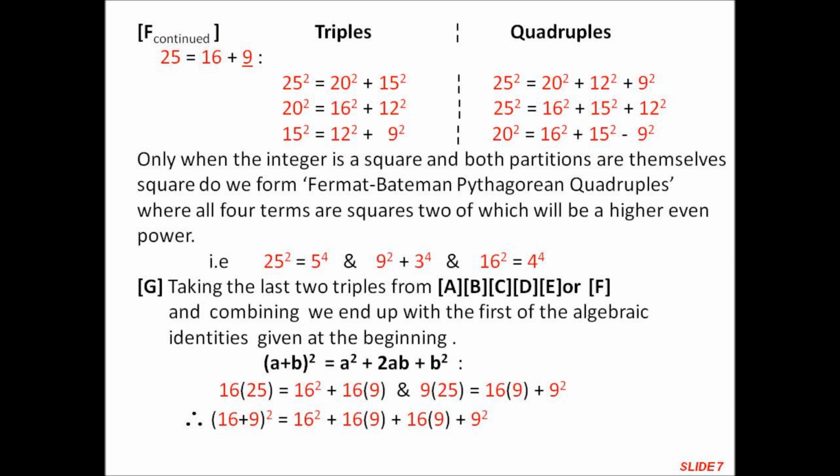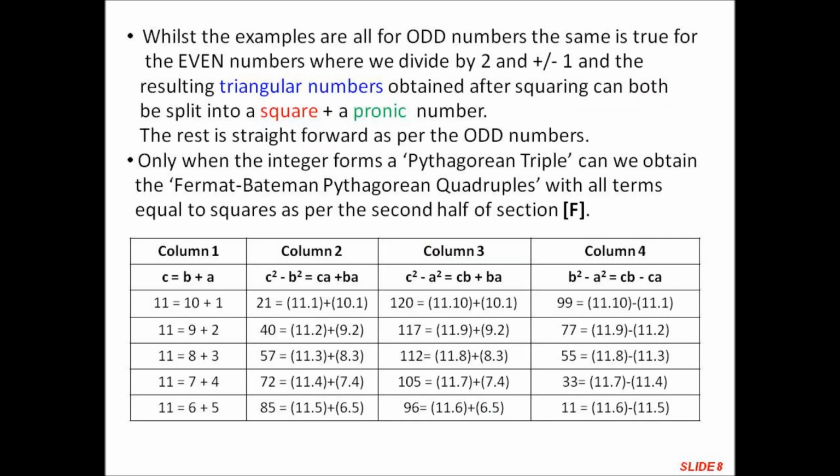Section G highlights the fact that the second and third triples in each partition combine to form the equation a plus b all squared equals a squared plus 2ab plus b squared, as given at the start of the video. Whilst the examples are all for odd numbers, the same is true for the even numbers, where we divide by 2 and plus minus 1, and the resulting triangular numbers obtained after squaring can both be split into a square plus a pronic number. The rest is straightforward as per the odd numbers.